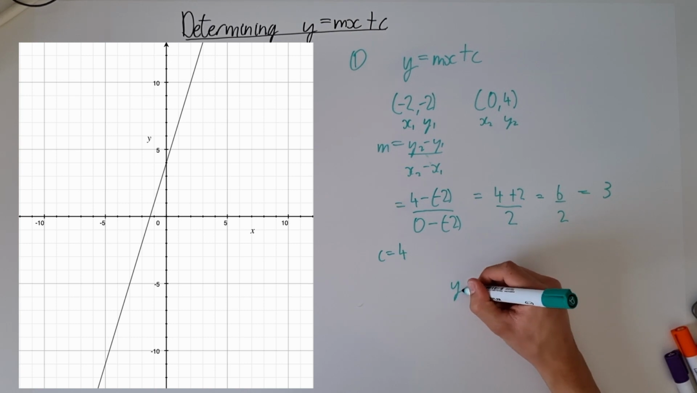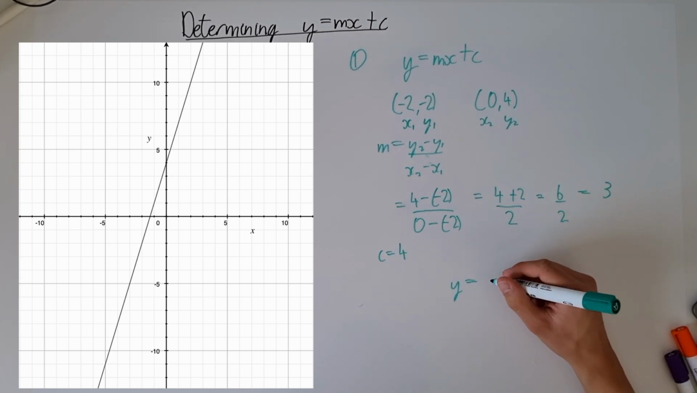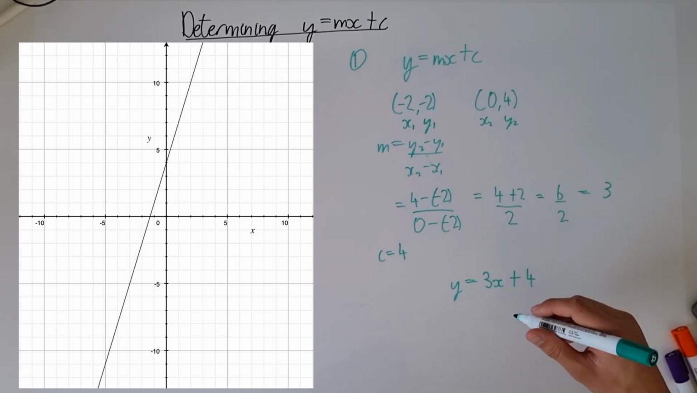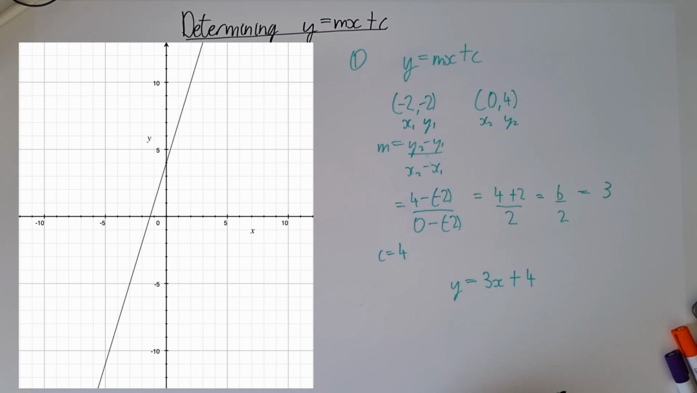So our final answer is going to be y = mx + c, where m is 3 and c is 4, so y = 3x + 4. And the whole reason we do this is because now, if we wanted to work out any point on the line, we can do that.